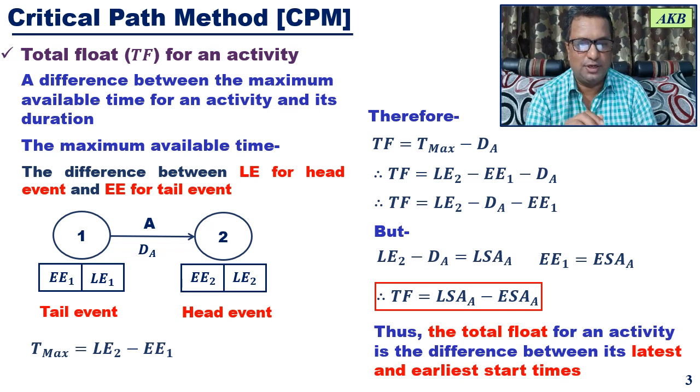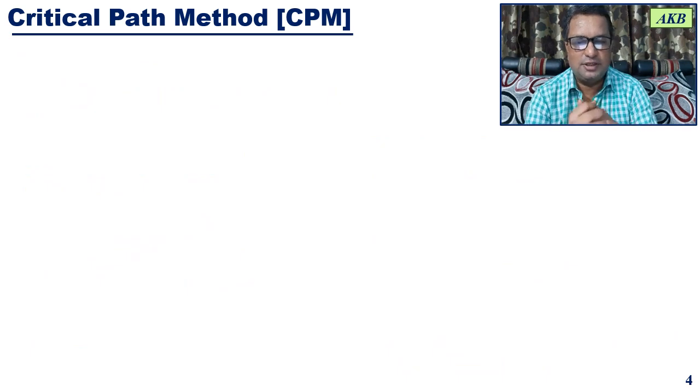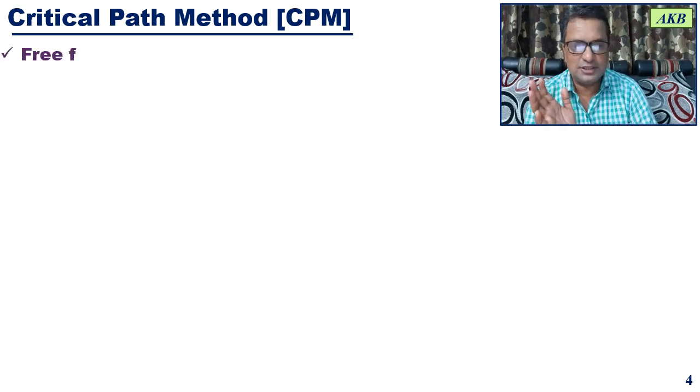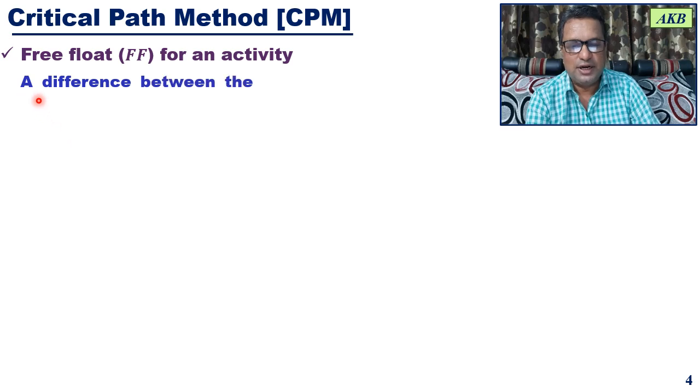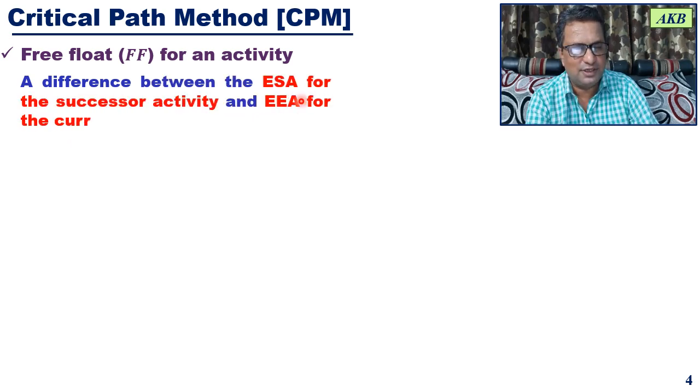Let us move ahead. After understanding total float, the next thing that we are going to understand is free float, and we are going to denote it as FF. So free float for an activity. What is this? It is a difference between the earliest start time for the successor activity, and the earliest end time for the current activity.